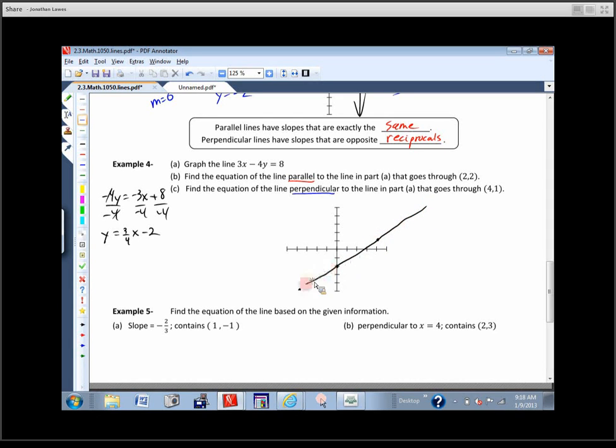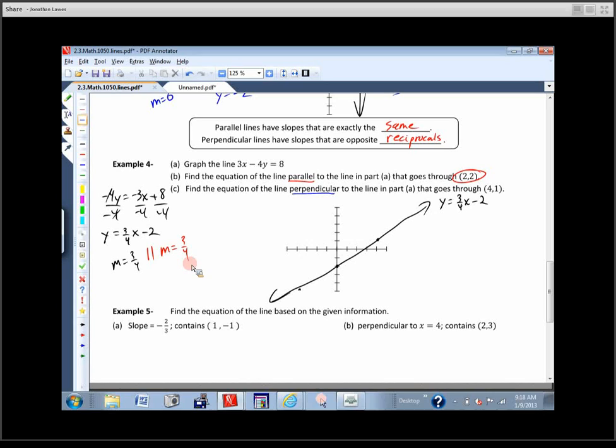Okay, there's the original line. So this is y equals 3/4 x minus 2. Any questions there? Okay, we want to find the equation of the line that's parallel to that and goes through this particular point right here, (2, 2). So if their slope is 3/4, and I want a line that's going to be parallel to that, what does our slope need to be? Got to be 3/4. Okay?